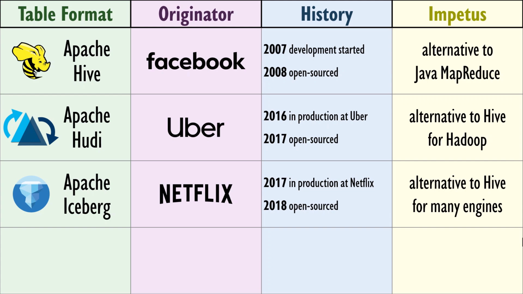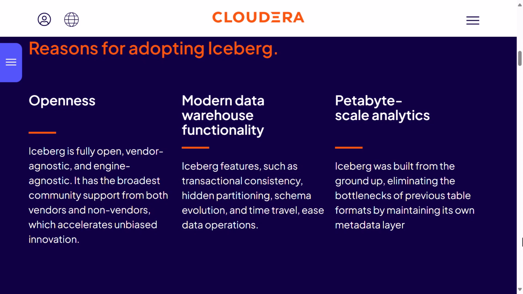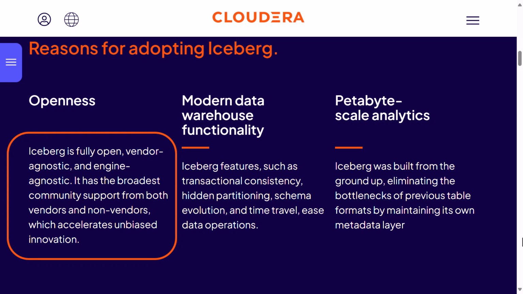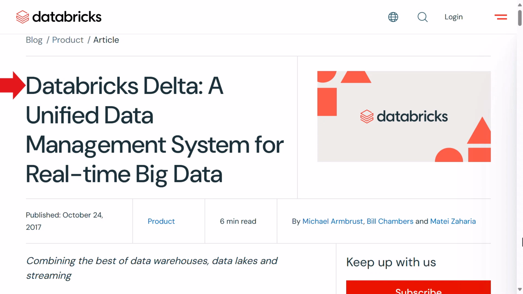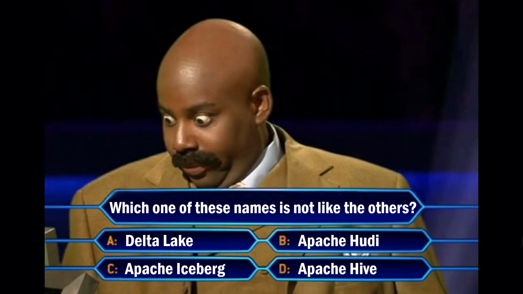The Apache Iceberg project was started at Netflix, and as many vendors point out, Iceberg is fully open, vendor-agnostic, engine-agnostic, and maintained by an entire community, not by one vendor. Delta Lake started out under the name Databricks Delta, and it was a proprietary feature for Databricks users only, until it was fully open sourced in 2022. Which one of these names is not like the others?